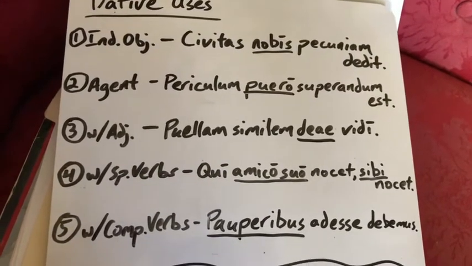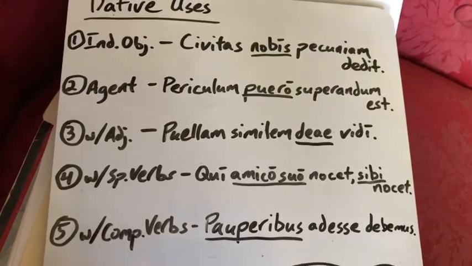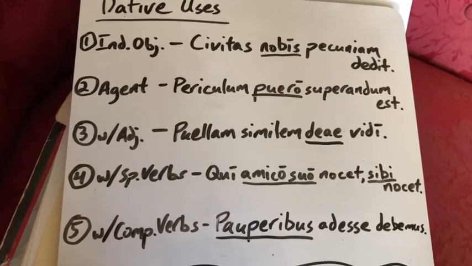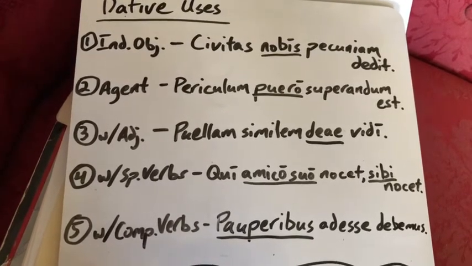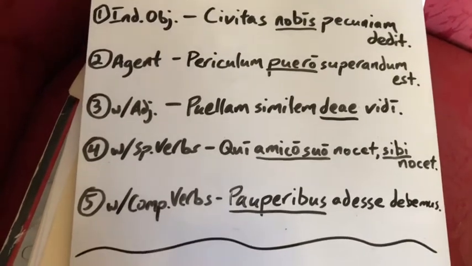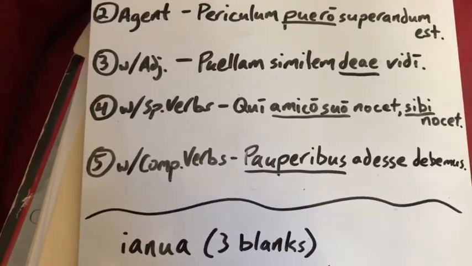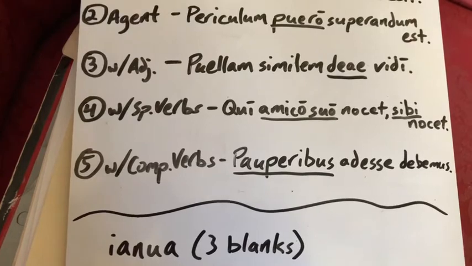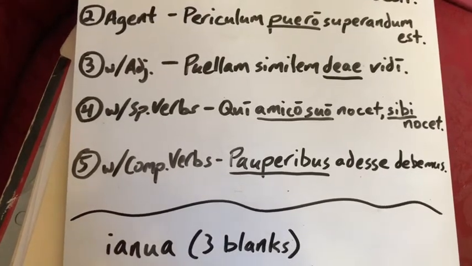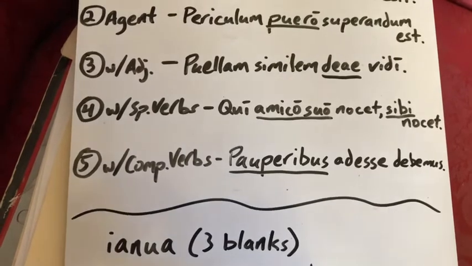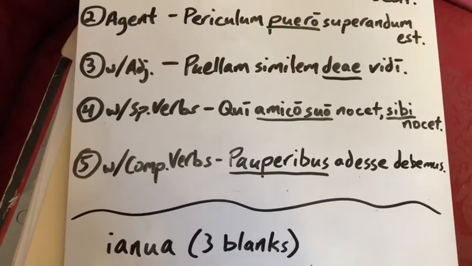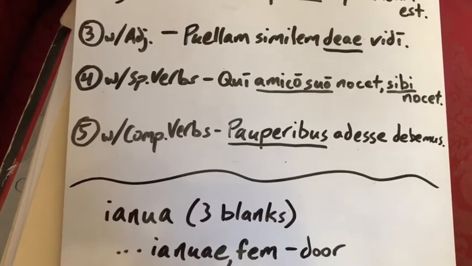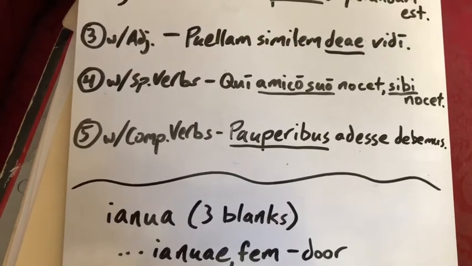Okay, next I want to talk to you about your vocab quiz, which is going to be on Monday, and it's going to be set up just like a typical vocab quiz, except it's going to be online. So what it's going to look like: I will give you a word, for example, ianua, one of your new words, and then I will give 3 blanks. On a traditional vocab quiz, you would have 3 blanks after ianua, and what you would put when you fill out the quiz is ianuae, feminine, and door.